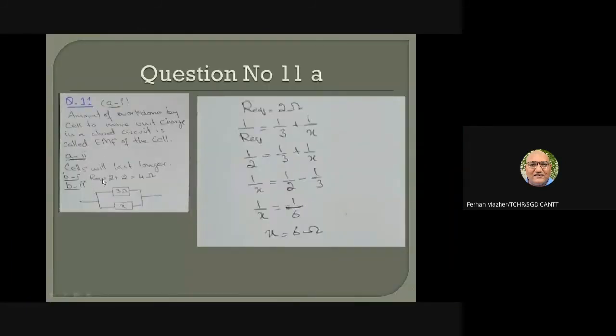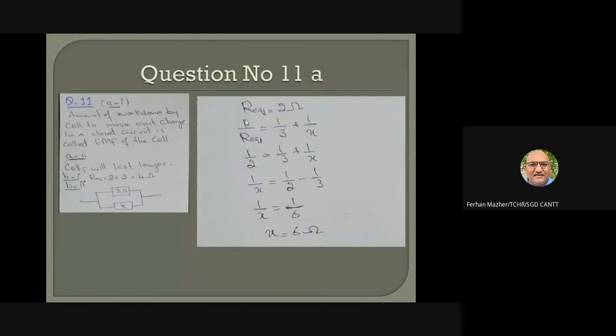So this is B first part. The equivalent resistance will be 2 plus 2, 4 ohm. Now he has told us that these two, their combined resistance is 2. So the equivalent resistance is 2 ohm. Because they are connected in parallel, the formula for finding the equivalent resistance when the resistors are connected in parallel is 1 by R equivalent is equal to 1 by R1 plus 1 by R2.